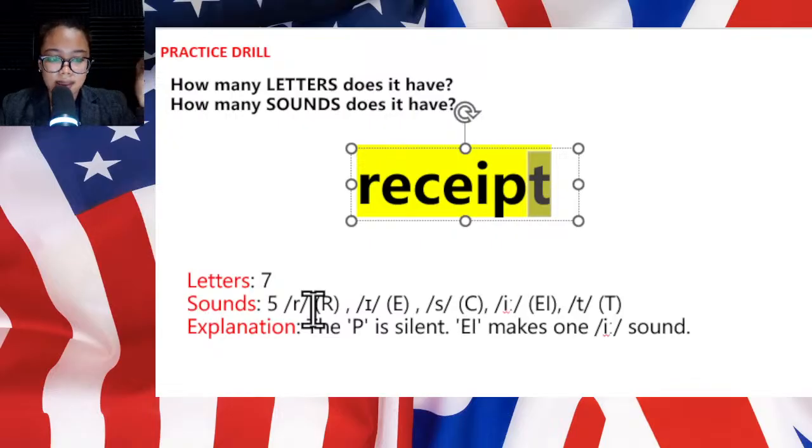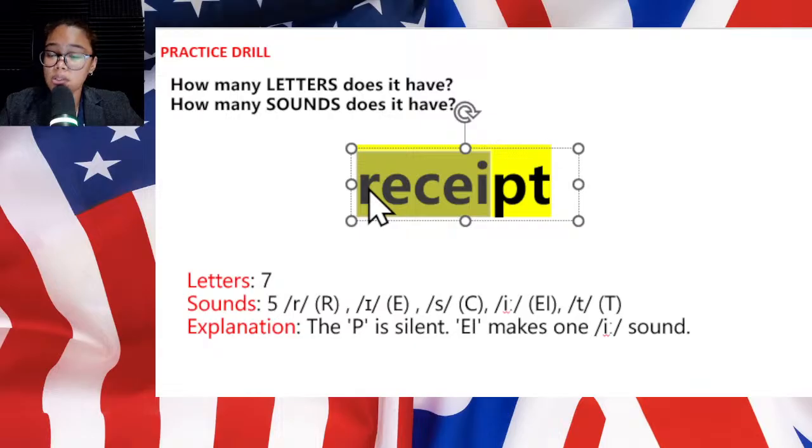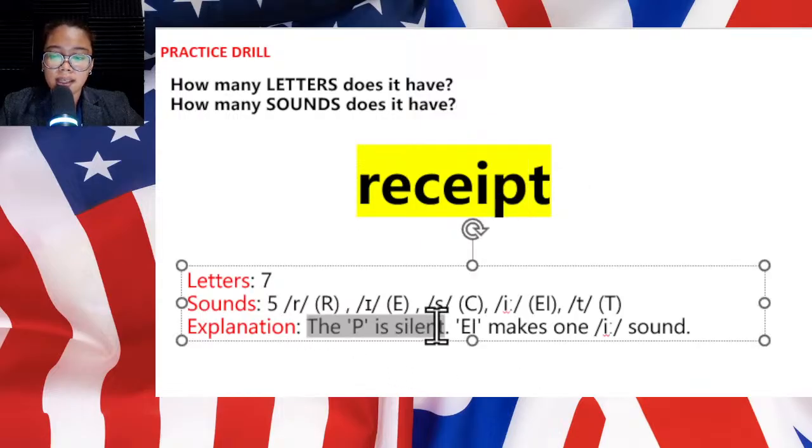Now, there are seven letters, right? But the letter R, we've already talked about that. E also. C, we also talked about that. EI, we also talked about. T was also talked about. But the letter P, where is it? It's not included in the sounds because the letter P, as mentioned here, is silent. Now we pay close attention to the letter P. The slide clearly states that the P is silent. So this is a classic example of a silent letter.